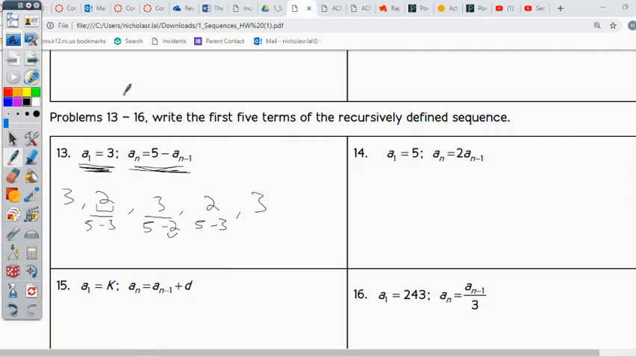So this is a way you can create a rule where you alternate between 3 and 2 and 3 and 2 and 3 and 2. So this is 3, 2, 3, 2, 3. All right, so that's 13. Any questions or thoughts about 13? Yes, Denasia? The a sub n minus 1, that just means the term before it. So to define the second term, you do 5 minus the first term. To find the third term, you do 5 minus the second term.